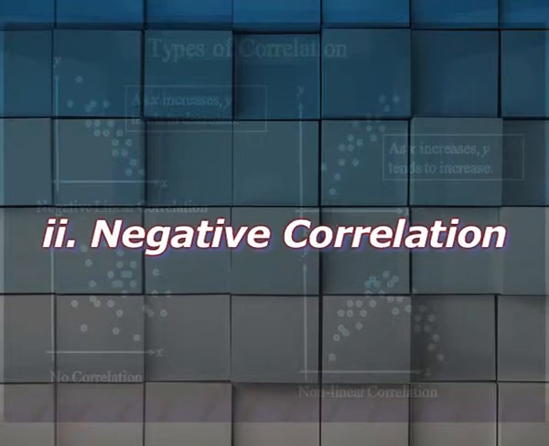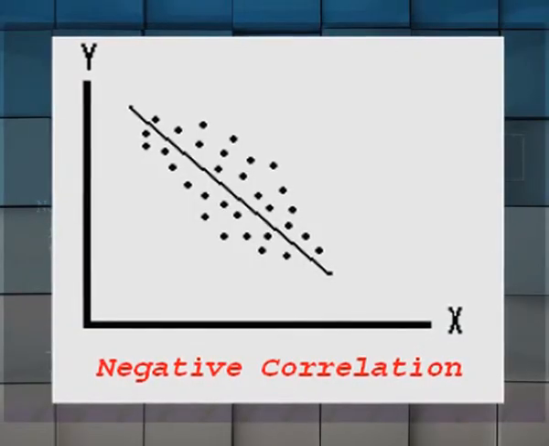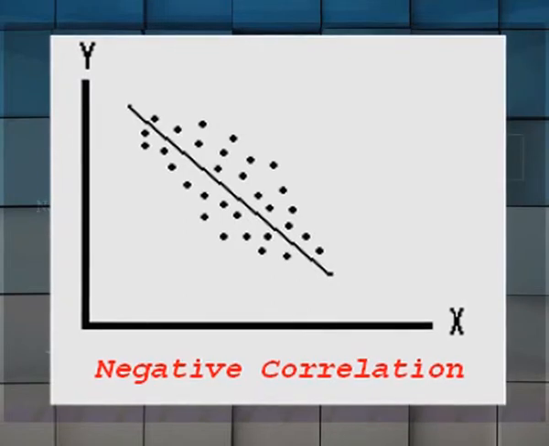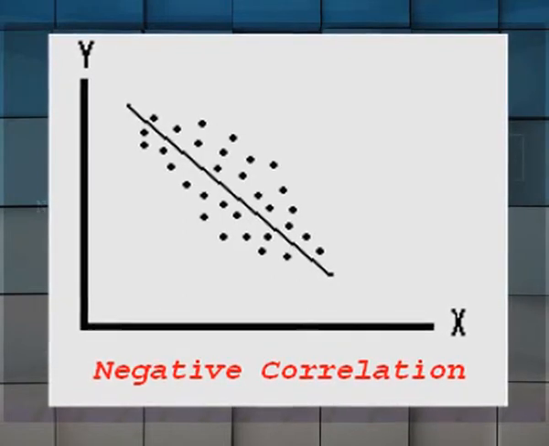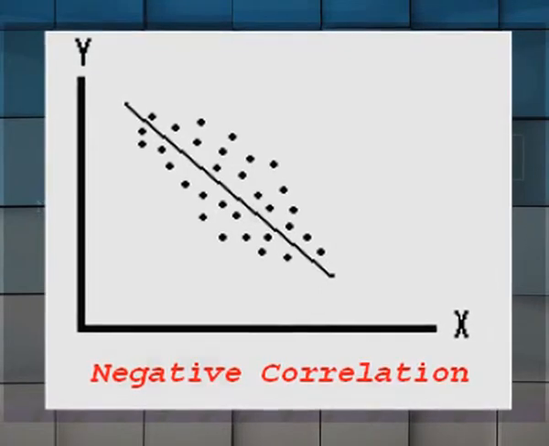Second one, negative correlation. Correlation is said to be negative if an increase or decrease in the values of one variable is followed by a decrease or increase in the value of the other. Note that the changes in the values move in opposite directions.